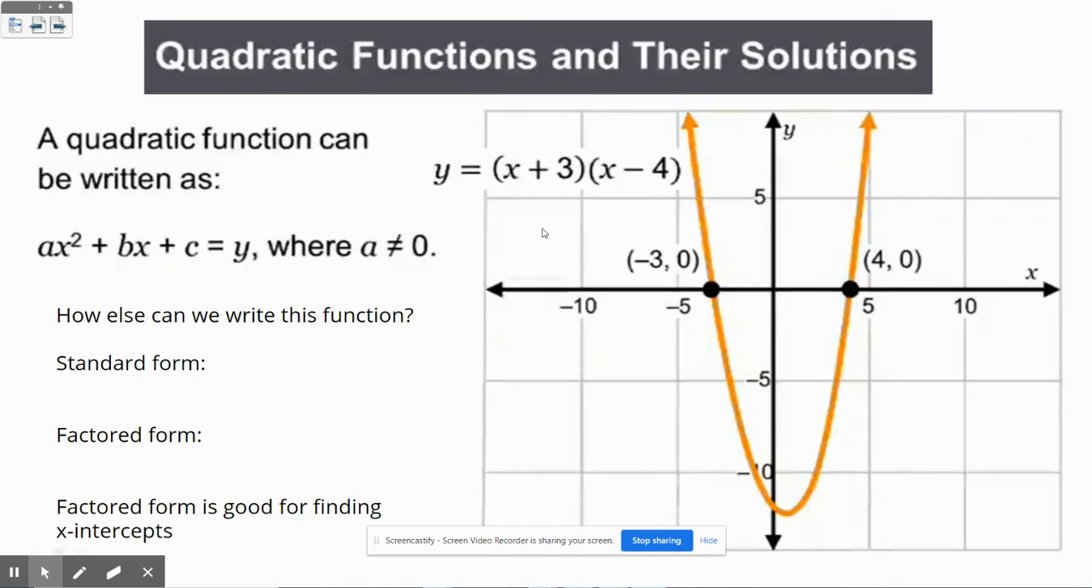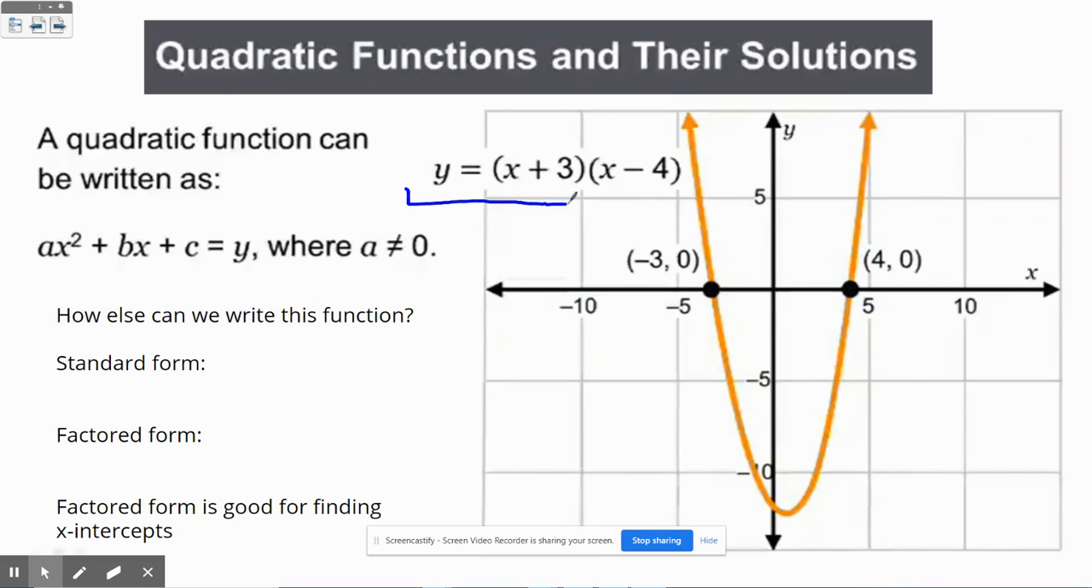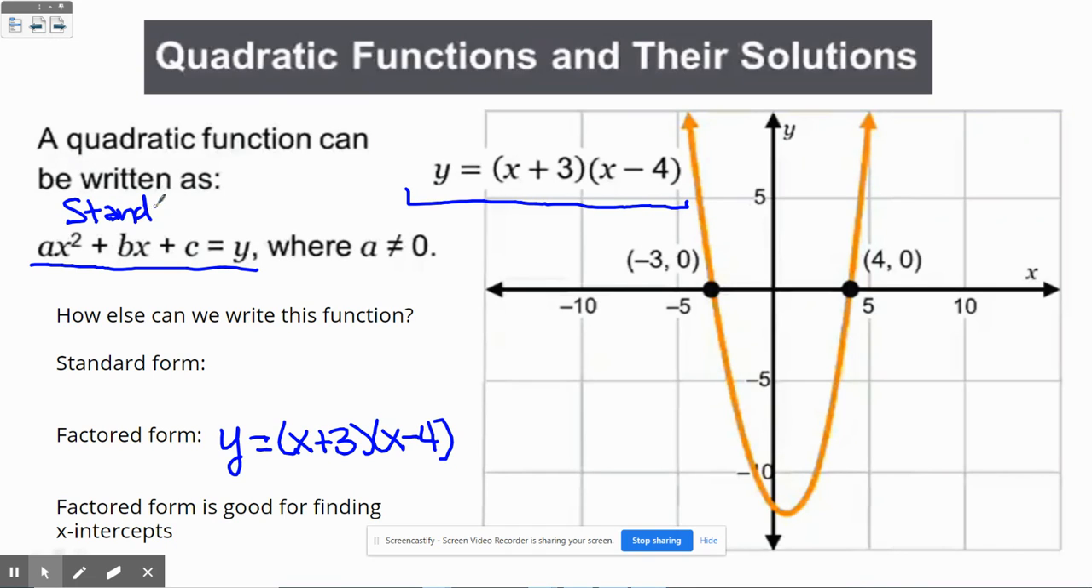Okay, so they have a quadratic for us right here. Get my pen back. And here it is. This is called factored form. So factored form here is y equals x plus 3 times x minus 4. Now that's called factored form because it's written with two factors. Standard form looks like this. This is called standard form. And standard form can be written if I multiply these two together. So I would double distribute or FOIL, and I will get x squared minus x, because I'll have a minus 4x and a plus 3x, minus 12.